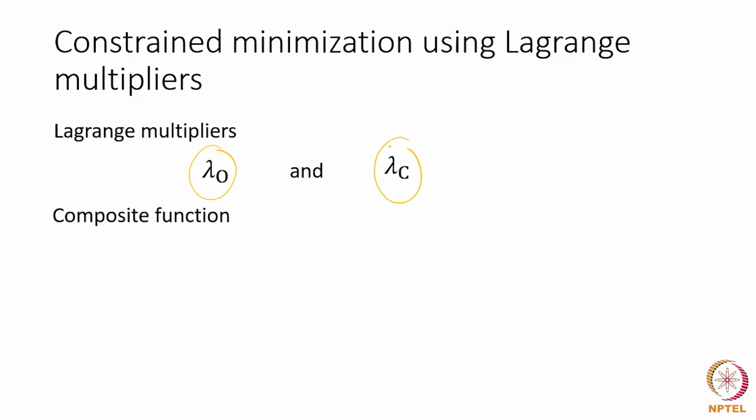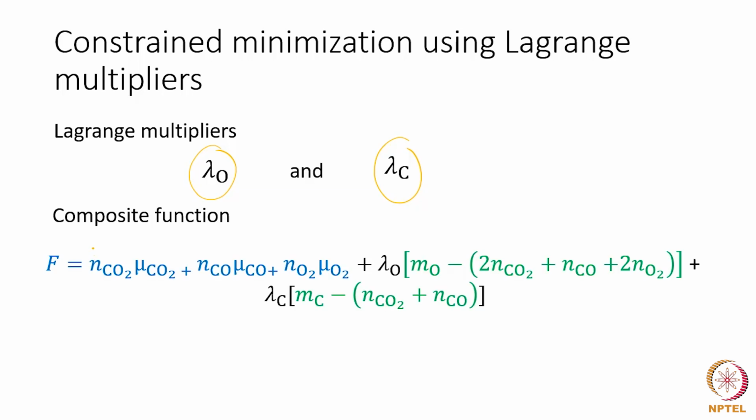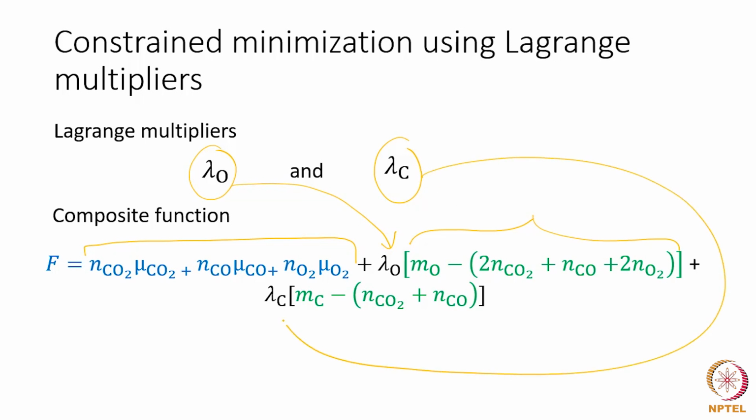So we can then compose the complete function as follows. We basically take the Gibbs energy that has to be minimized, and we use the Lagrange multiplier and the first constraint, and then we use the Lagrange multiplier for carbon here, and use the constraint for the carbon atoms to be constant. So this is how we compose the objective function which has to be optimized subject to the 2 constraints.